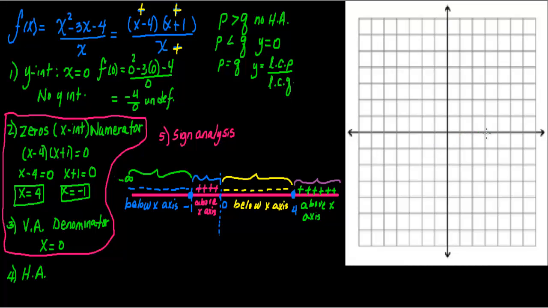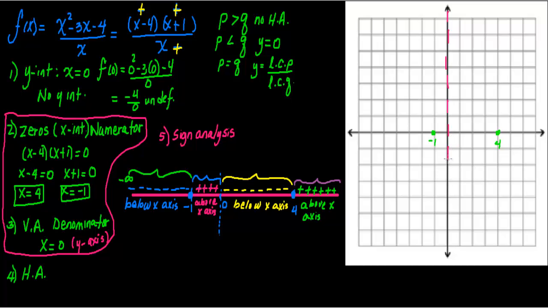1, 2, 3, 4. Here's 1 zero. Here's another one at -1, right? This is -1. This is 4. And a vertical asymptote at x equal to 0. X equals 0 is really the y-axis. Okay, so that's telling me that the y-axis is my vertical asymptote, so that's my wall.